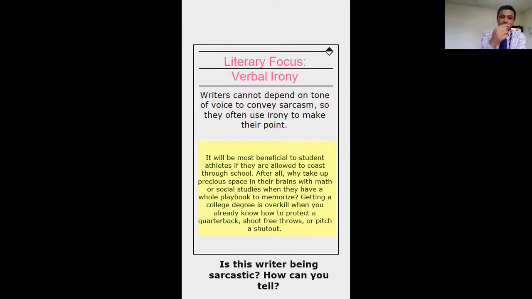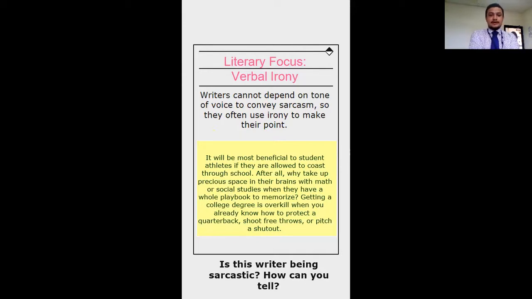For example, it will be most beneficial to students, athletes, if they are allowed to coast through school. After all, why take up precious space in their brains with math or social studies when they have a whole playbook to memorize? Getting a college degree is overkill when you already know how to protect a quarterback, shoot free throws, and pitch a shutout. Yeah, so pretty much that is essentially what satirical verbal irony is.